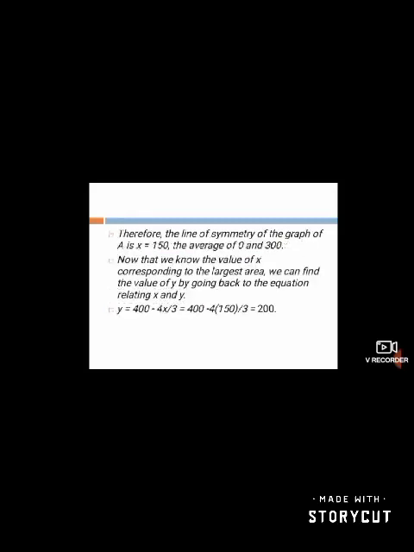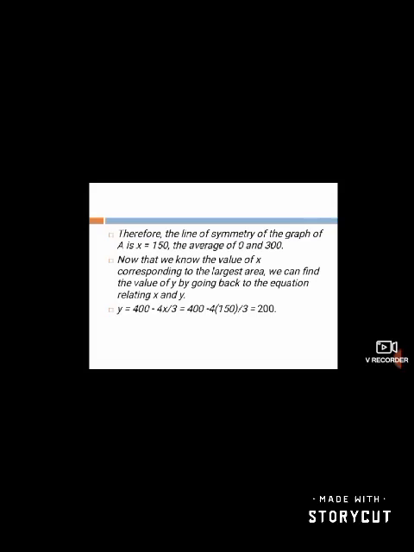Then x equals 0, or 1,200 equals 4x. Then x equals 0, or x equals 300. Therefore, the line of symmetry of the graph of A is x equals 150, the average of 0 and 300.